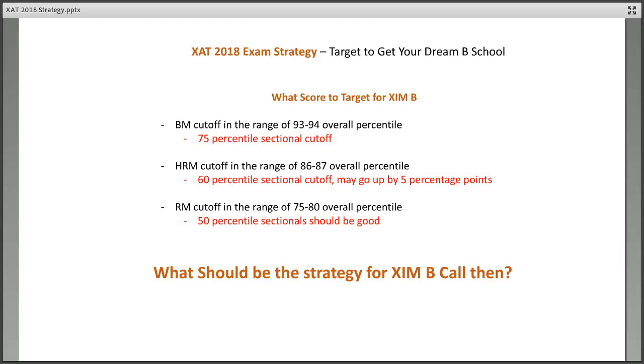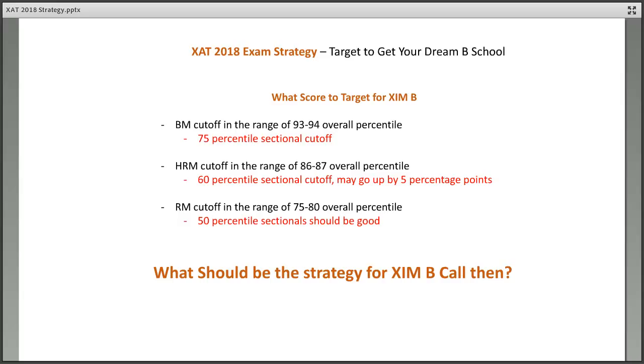Now, XIMB. While the overall cutoff for XIMB is usually 93 to 94 percentile for the flagship BM course, the sectional cutoff at XIMB is very low. For example, for BM it is just 75 percentile in all the three sections. For HRM it is just 60 percentile for every section. For the rural management course at XIMB it is only 50 percentile. And hence sectional cutoff is not a big issue when it comes to XIMB.